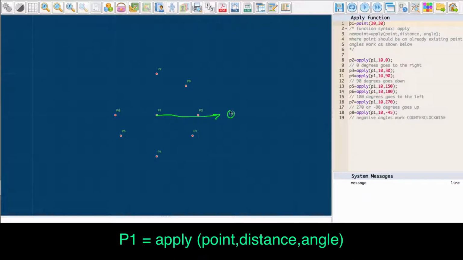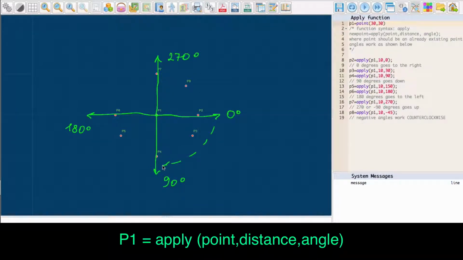0 lies to the right, in the same direction as x-axis. 90 degrees is downwards, at 6 o'clock. 180 degrees is to the left, at 9 o'clock. 270 degrees is upwards, at 12 o'clock. As you can see, angles work clockwise.